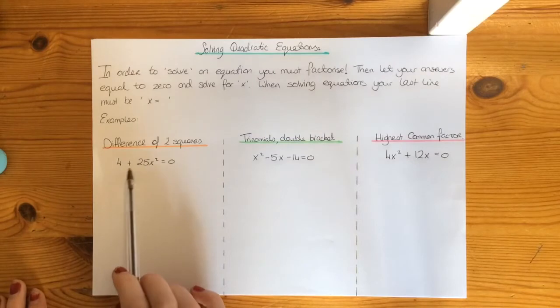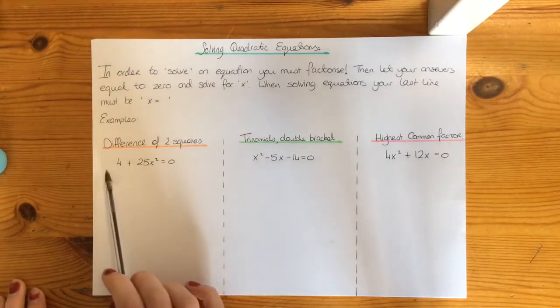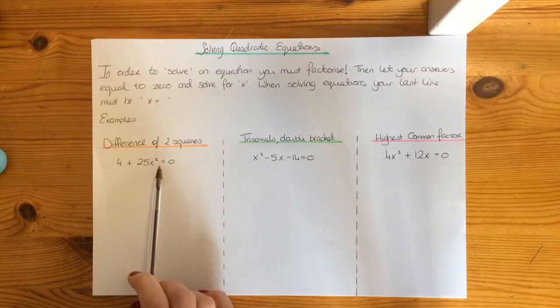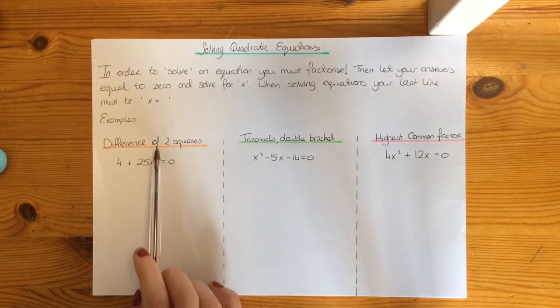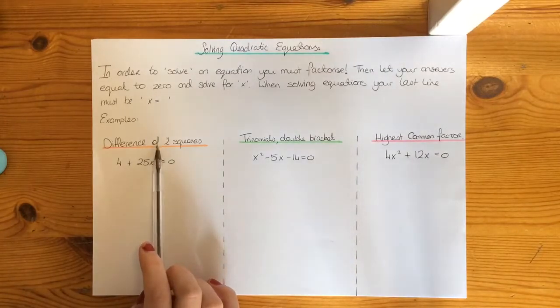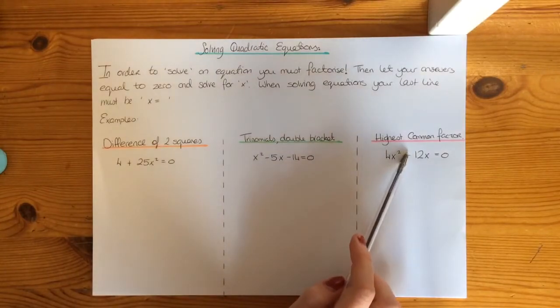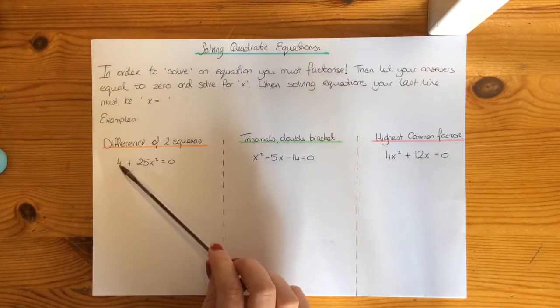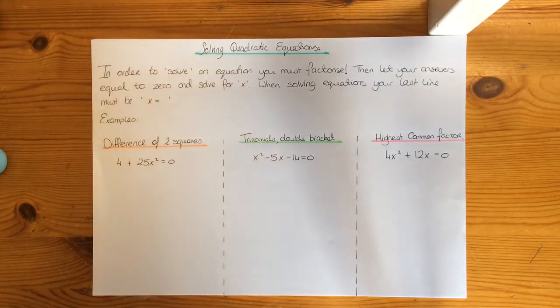So we've got 4 plus 25x squared. So we've got two terms. Now you've got two terms, it's either difference of two squares or highest common factor. So how do you decide which one it is? So you must look at the numbers and firstly decide, are they square numbers? 4 and 25, they're square. So we can do difference of two squares.